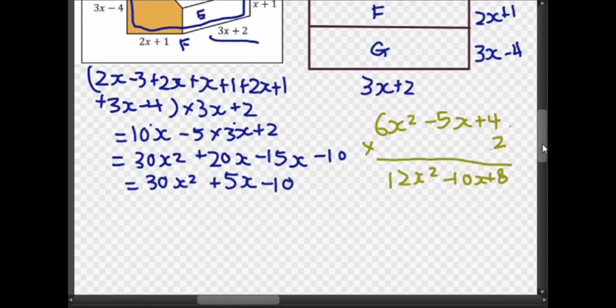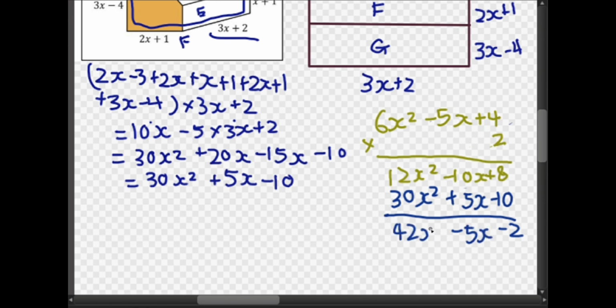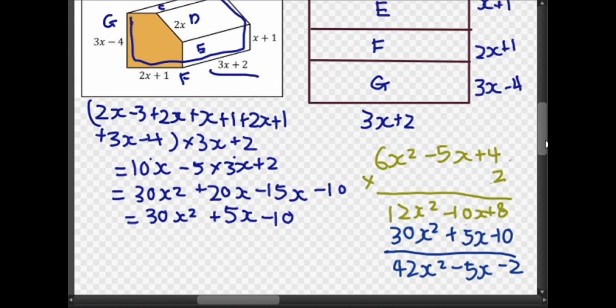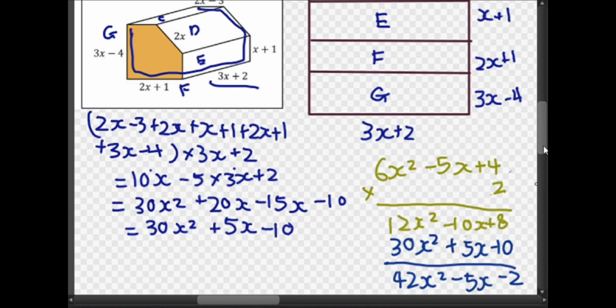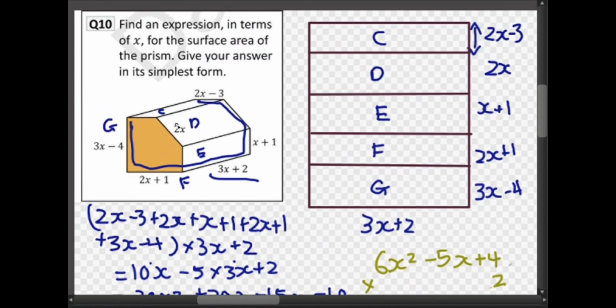Now we just need to add the surface area of all of the rectangles, which is 30x squared plus 5x minus 10. And the answer will be 42x squared minus 5x minus 2. So 42x squared minus 5x minus 2 will be the final answer for the surface area.